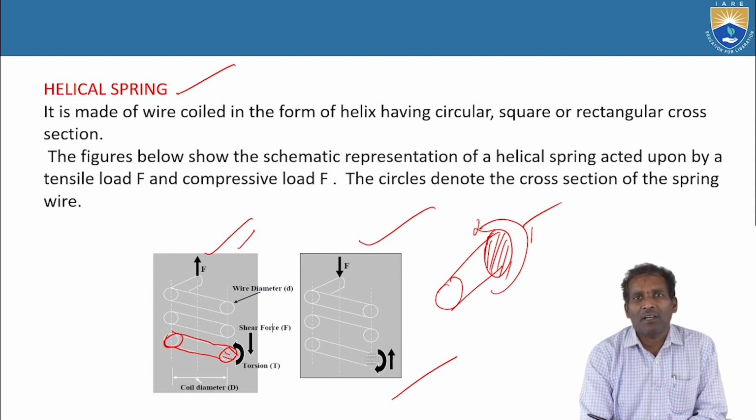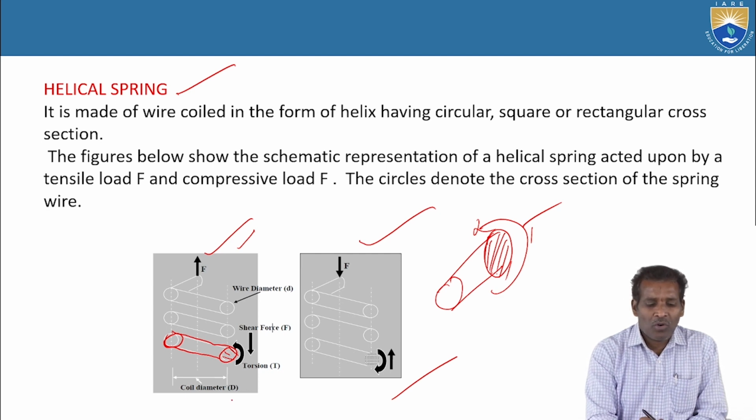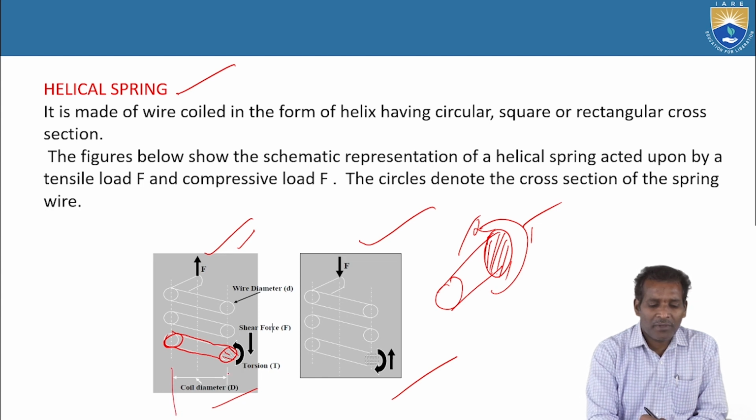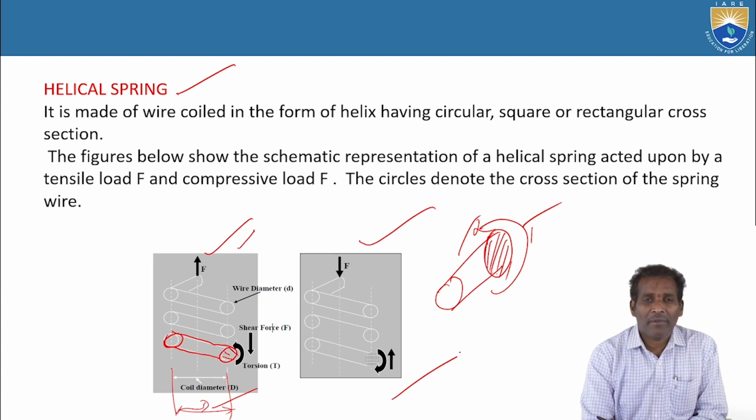The important terms related to this helical spring are coil diameter and wire diameter. From here to here is the coil diameter, and this one is the wire diameter, small d. And shear force, as you already know, F, and torsion.